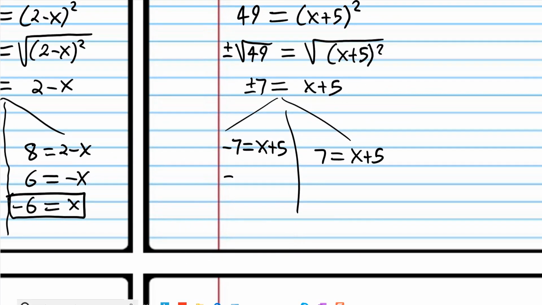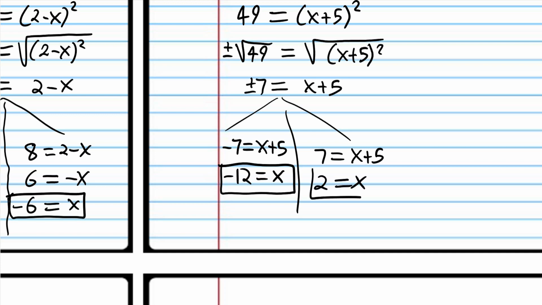Subtract 5 from both sides, and we get x is equal to negative 12. That's one answer. And subtract 5 from both sides, and x can be 2. That's another answer. So if you got those answers, good job.